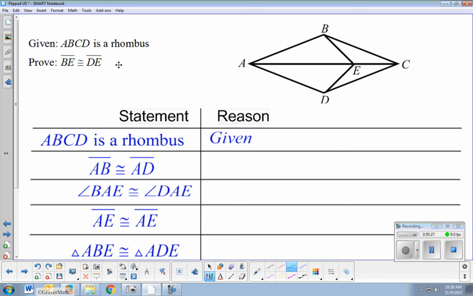That's not always the case with CPCTC. Sometimes there are only two, but there's no other givens here, so you kind of have to just pick triangles here. So I chose these two. All right, the first thing, if this is a rhombus, then this is congruent to this because all sides of a rhombus are congruent.